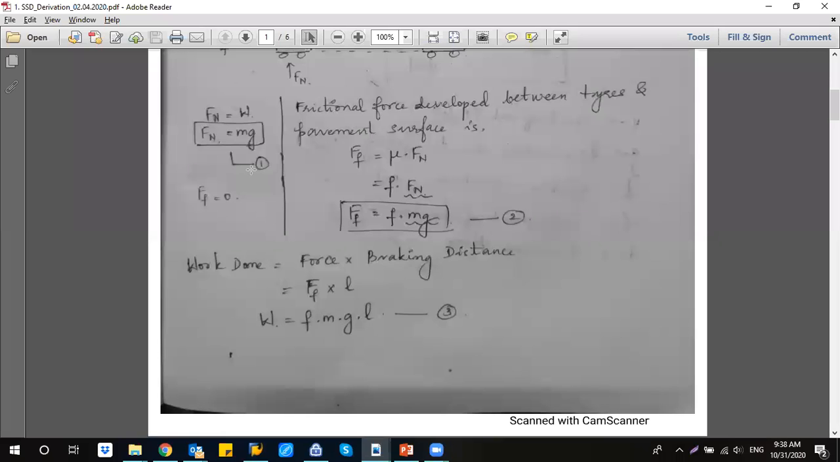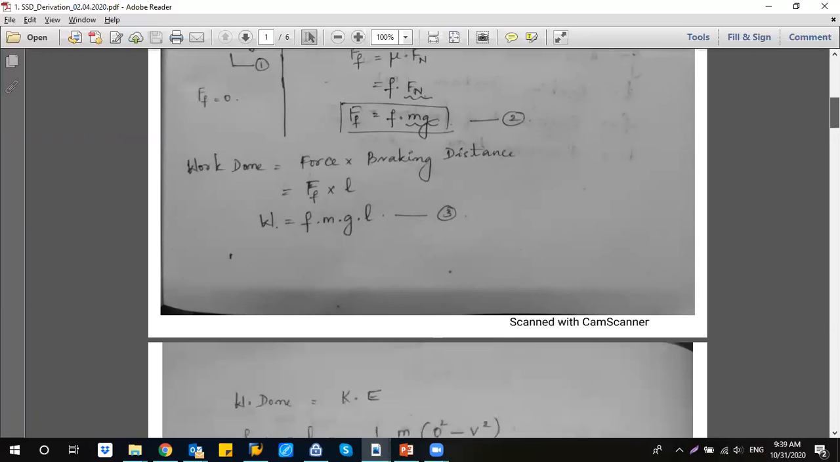Now my ultimate aim is to find the work done. What is work done? Again, go back to your physics. What is work? Force times the distance. So here we are going to substitute the frictional force times the braking distance. The distance is nothing but the braking distance, which is represented by the variable small l. The force is a frictional force, F suffix F, and we already know the expression from equation 2. Substitute that as it is here, times the braking distance. You got your work done, that is given by equation 3.